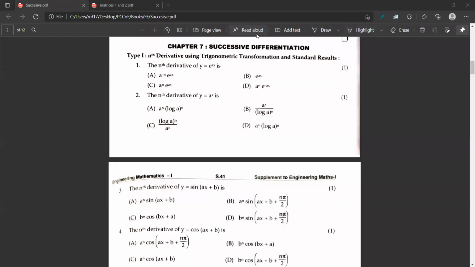Okay, so welcome back. In this video, I'm going to discuss successive differentiation. I'm not going to discuss the formula because some of the MCQs are directly formula based, so I'll directly start with the MCQ.